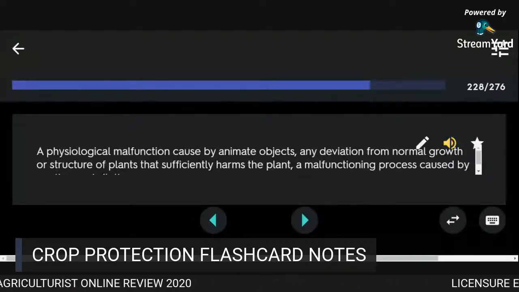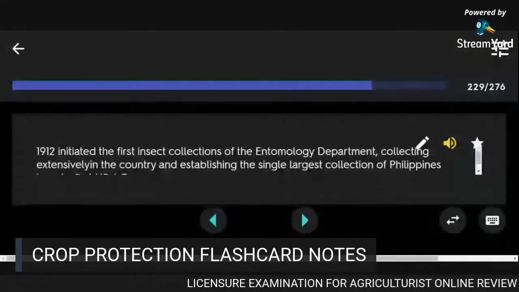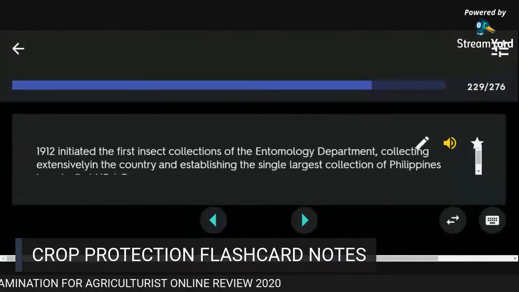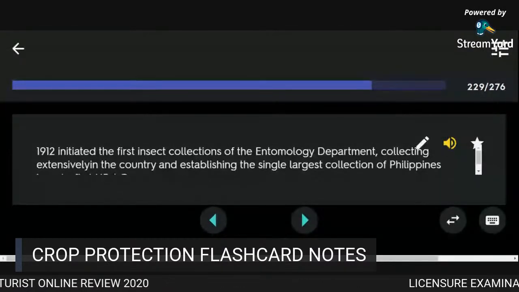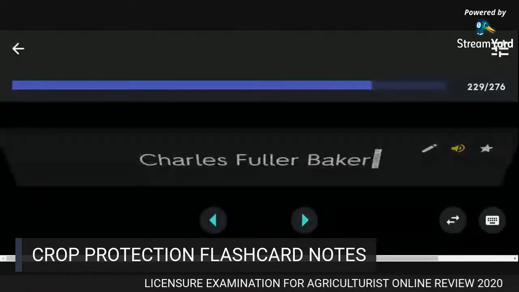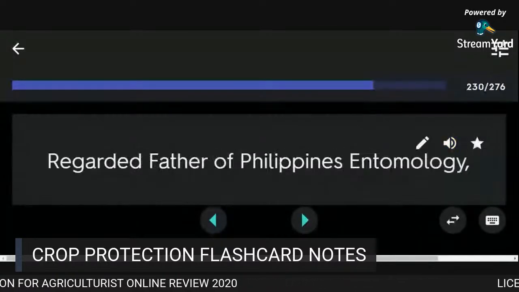1912 initiated the first insect collections of the entomology department, collecting extensively in the country and establishing the single largest collection of Philippine insects. Charles Fuller Baker, regarded father of Philippine entomology. Leopoldo B. Uichanco.